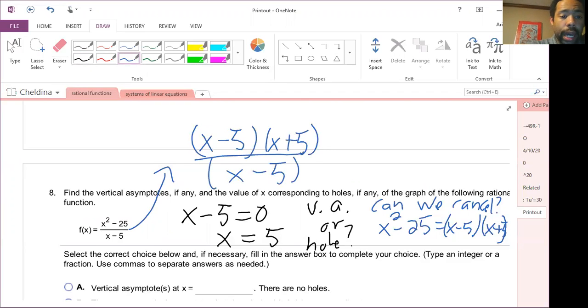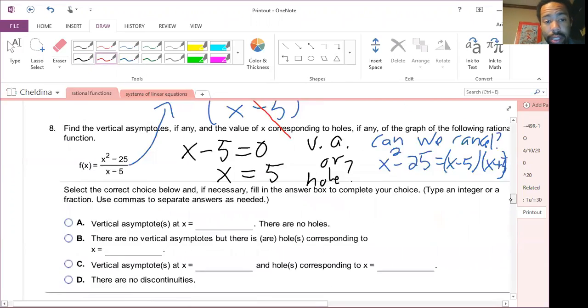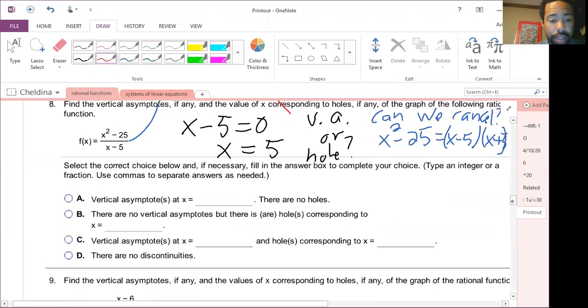And so because that cancels, 5 is still a problem, but it's not a vertical asymptote. It is just a hole by itself. And so there are no vertical asymptotes, but there is a hole, and we would say at x equals 5.